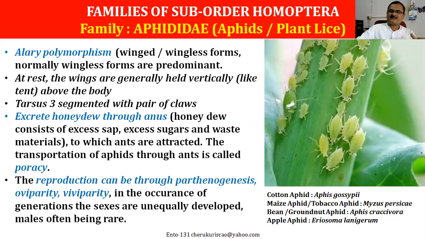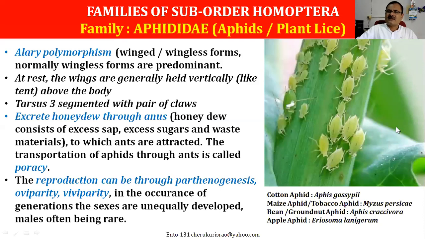Another thing is, reproduction is usually asexual, by parthenogenesis, oviparity and viviparity, but sexual reproduction is very rare. As they need to produce very large numbers, sexual reproduction is very rare. Usually they directly produce babies, eggs as well as nymphs, and it is all because of asexual reproduction.